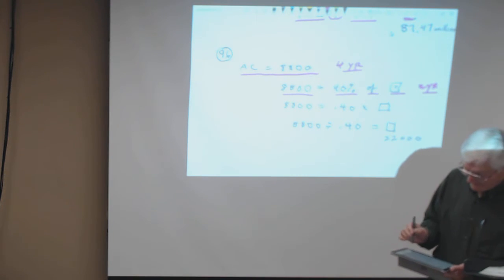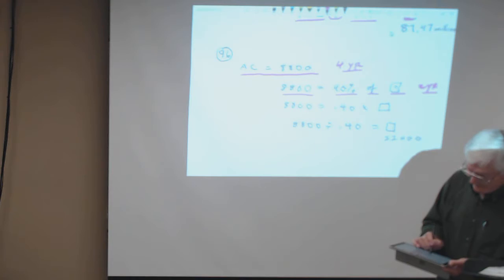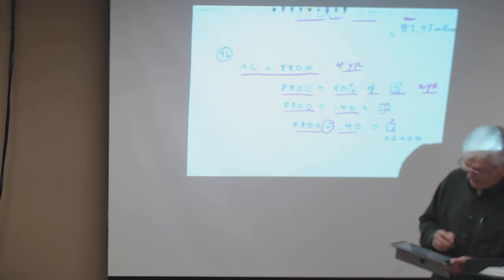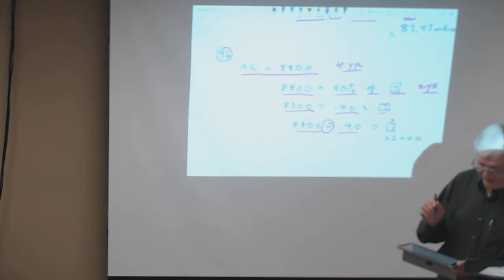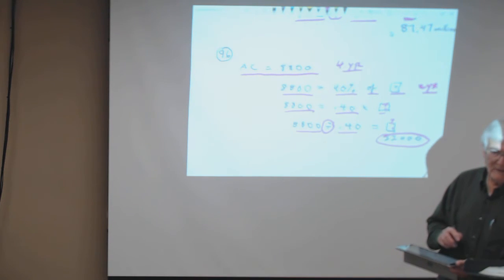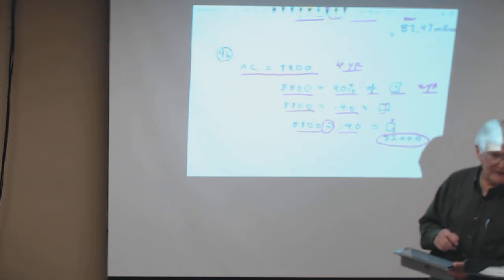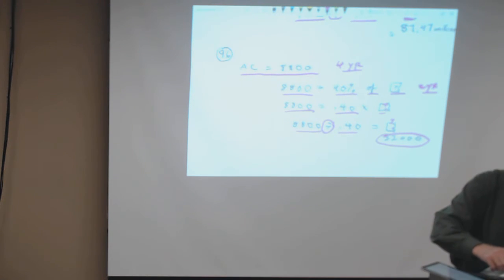Generally speaking. So you go, okay, so now I have 8,800 equals 0.40 times my unknown. So my unknown would be 8,800 divided by 0.40. And what do you get? Punch in 8,800 and hit divide and then hit 0.4, and what do you get? Do you get $22,000? So that's the answer to the question, even though it doesn't necessarily fit real life.